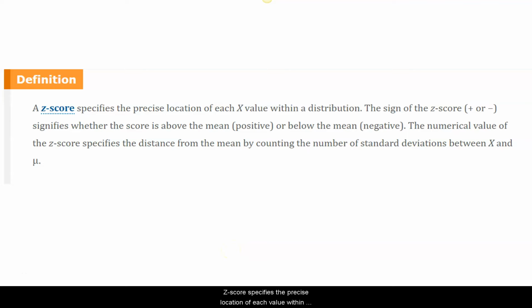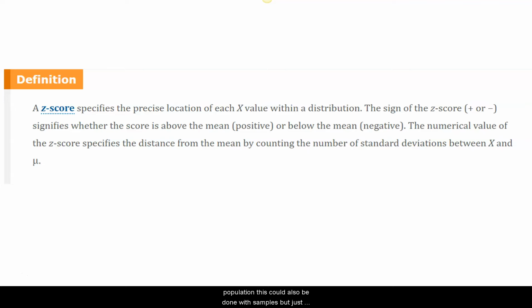A z-score specifies the precise location of each value within a distribution. The sign tells you whether it's above the mean on the right or below the mean on the left. And the numerical value specifies the distance from the mean by counting the number of standard deviations between x and that mean. And for our purposes right now, we're speaking of only populations.